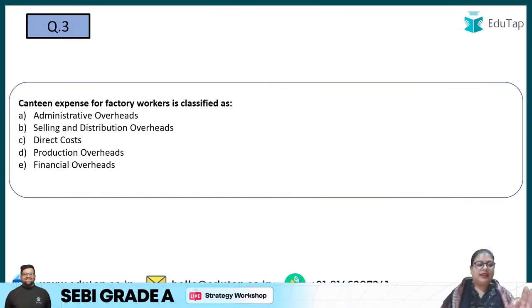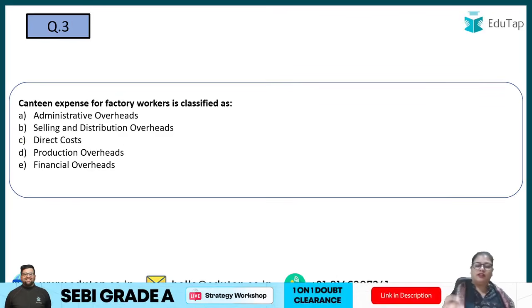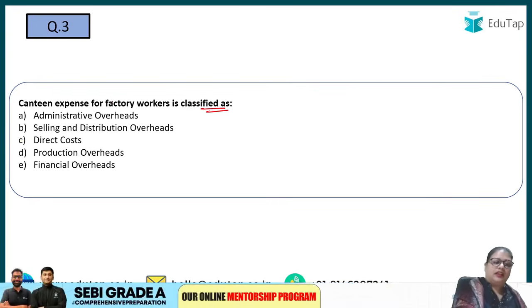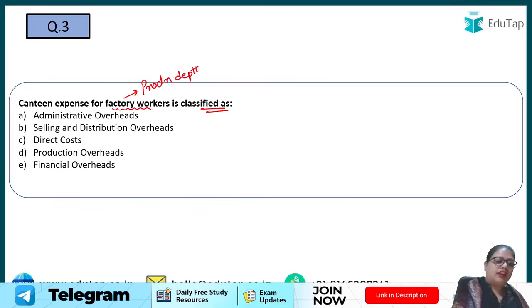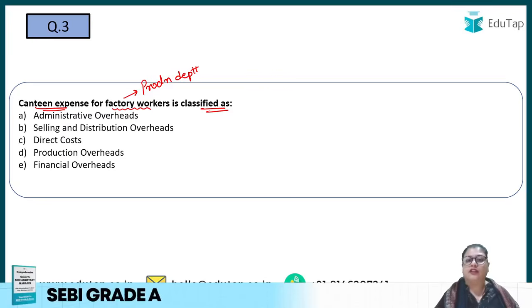Again, see, canteen expense for factory workers is classified as. Now, इसमें थोड़ा सा दिमाग यूज करना है हमने कि हम बात कर रहे हैं फैक्ट्री वर्कर्स की. So when we are talking about the factory workers, we are talking about the production department. So of course, first of all, we are talking about the production department. Okay, and then we have the canteen expense. Is canteen expense a direct cost? Is direct cost for the factory workers?